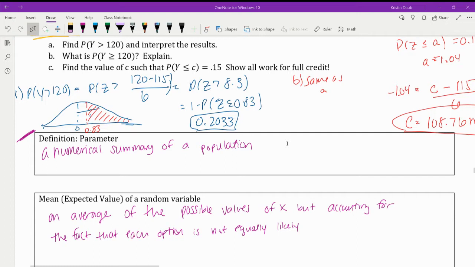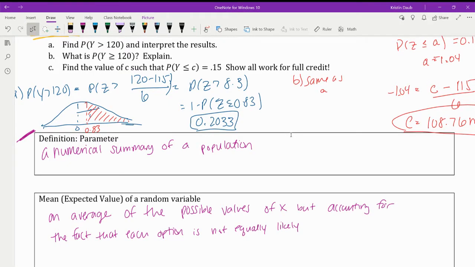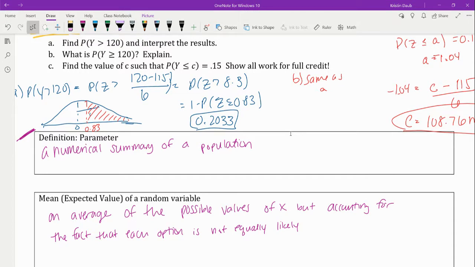about the mean and standard deviation of a random variable. So first things first, put the date on here above the definition for parameter. We've talked about parameters before, but I'm going to keep saying it because it is really important. If we have a parameter, that's a value that tells us something about the population.